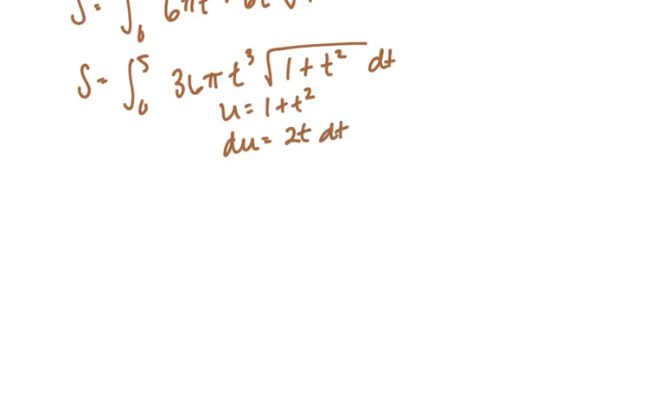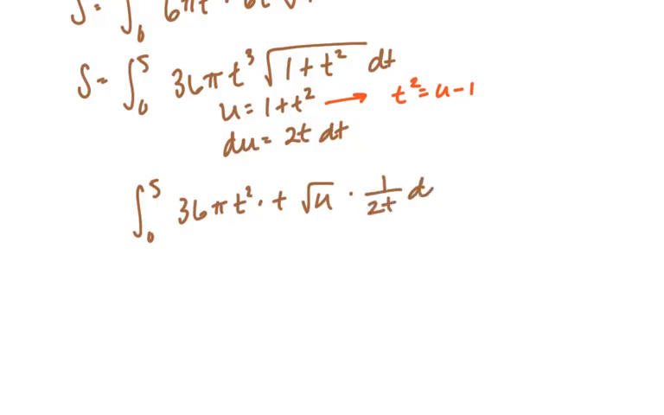Now you see a t to the third right here? That means I have a t squared times a t. So one of those t's is going to be helpful, but let's let t squared equal u minus 1. So now we have the integral from 0 to 5, 36 pi t squared times t times the square root of u times 1 over 2t du. So these t's here cancel. And this t squared is going to become parentheses u minus 1. So we got to turn everything to u's before we can continue.